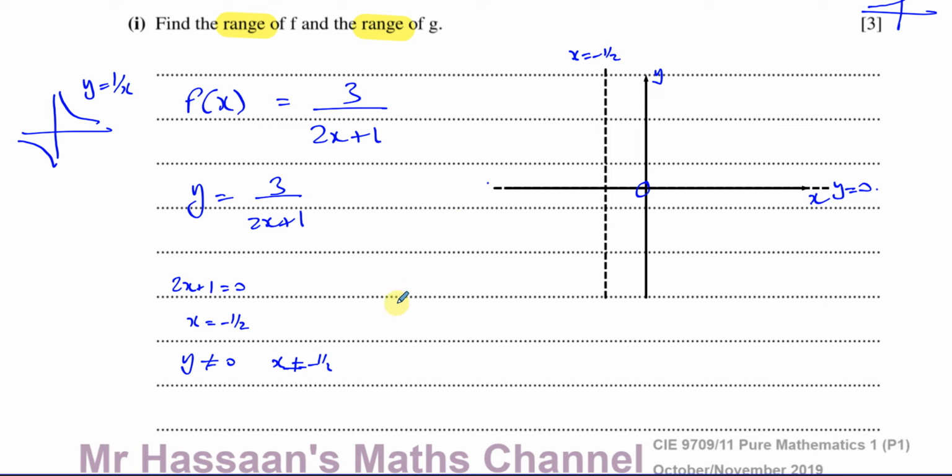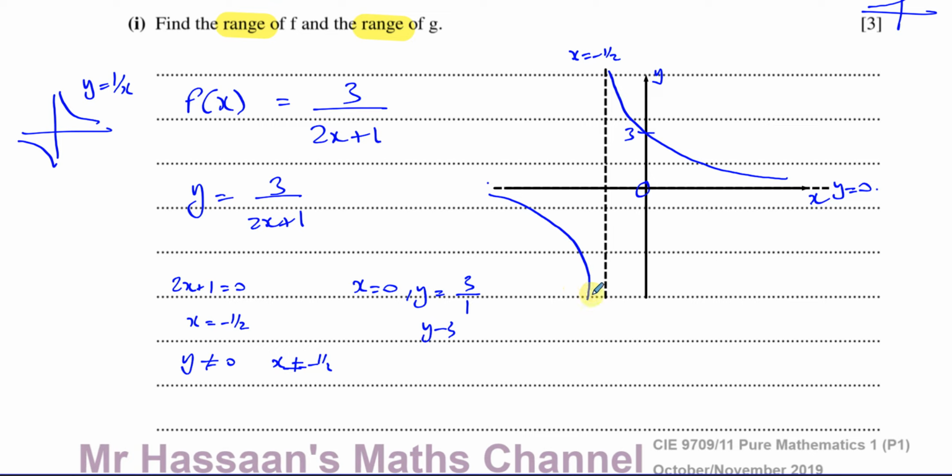Now it crosses the y-axis when x equals 0, and we can see when x equals 0, y is going to be 3 over 1, which is 3. So y equals 3. So it's going to cross the y-axis somewhere over here. That means the graph must go something like this. So that's where it crosses the y-axis at 3. And then the other part of the graph will be on this side if it's unrestricted.